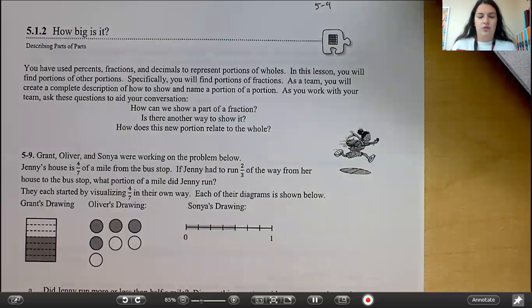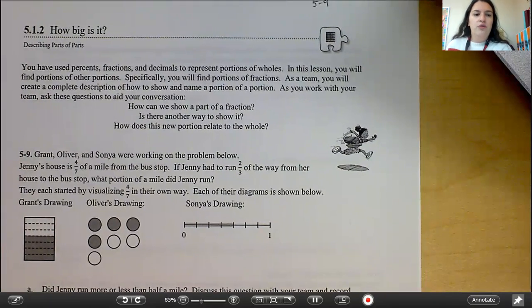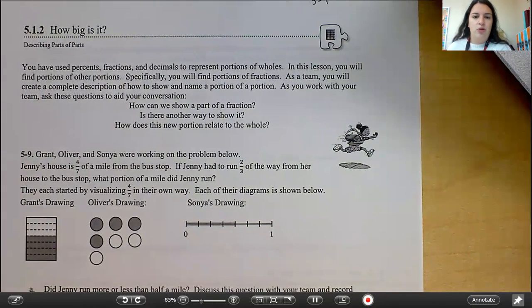Hi everyone, I'm here with your 5.1.2 lesson, How Big Is It? Describing parts of parts. You have used percents, fractions, and decimals to represent portions of wholes. In this lesson, you will find portions of other portions. Specifically, you will find portions of fractions.